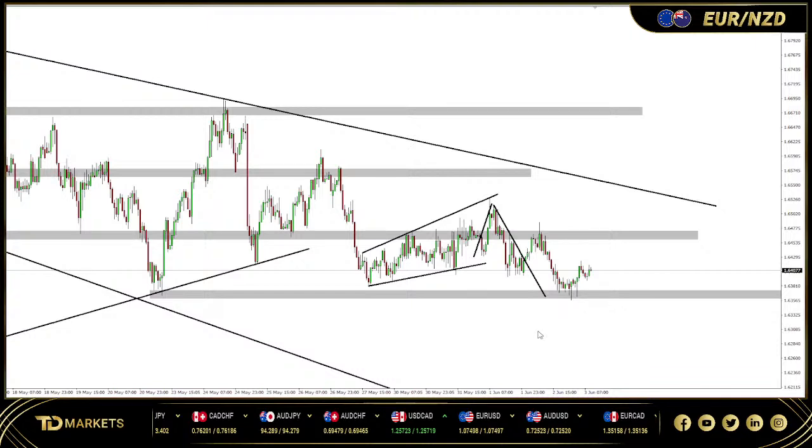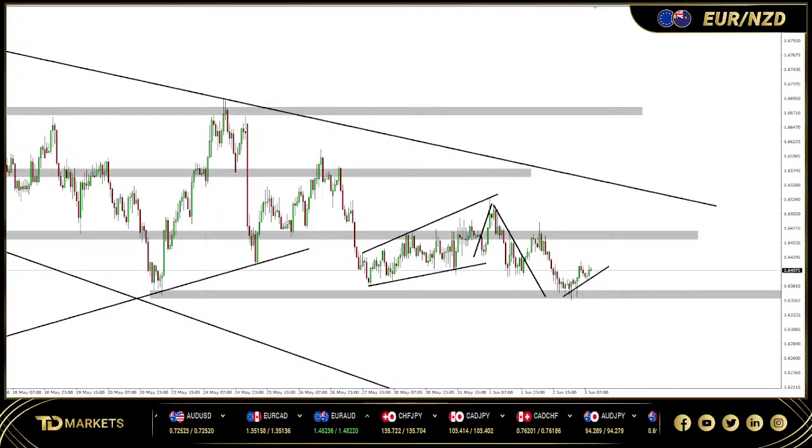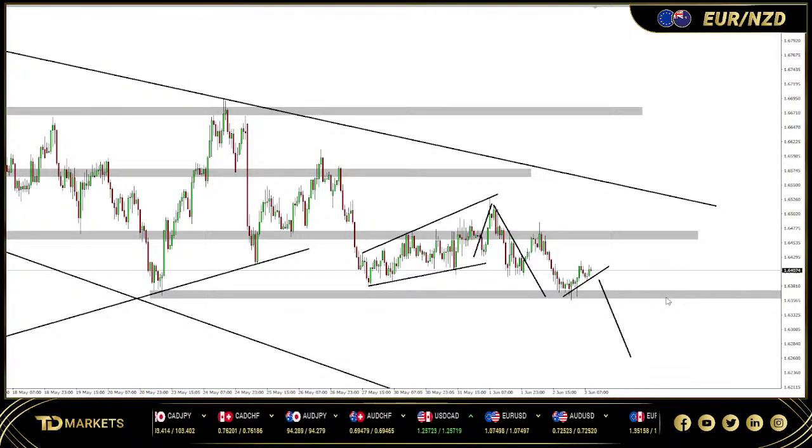We're expecting more downside. We are forming a flag, this flag to break and then to continue the wave to the downside. So Euro NZD is playing out perfectly. Keep an eye out for more downside.